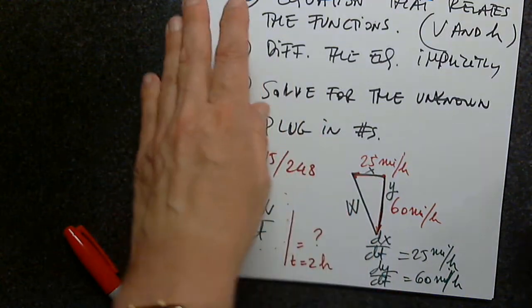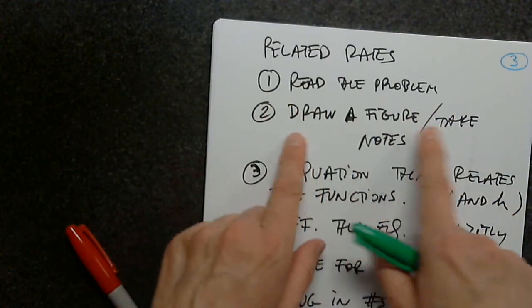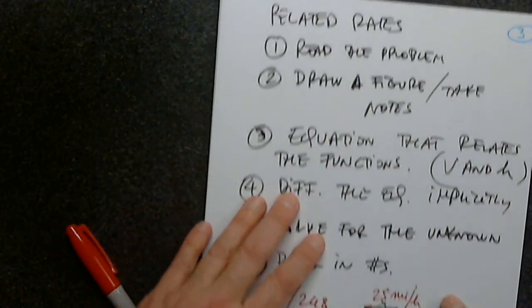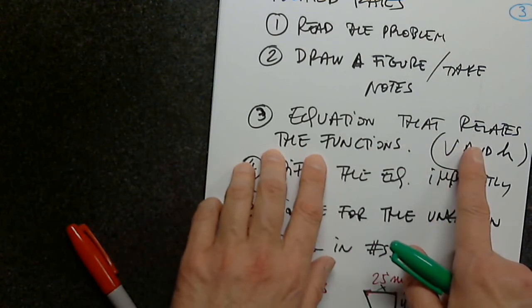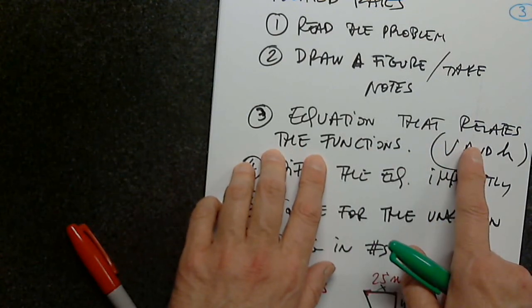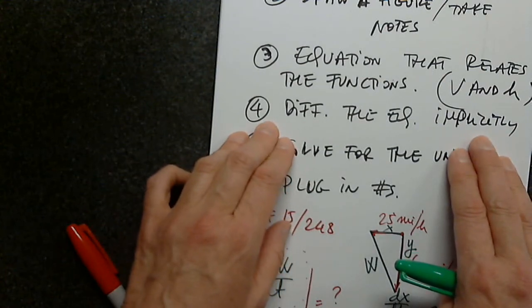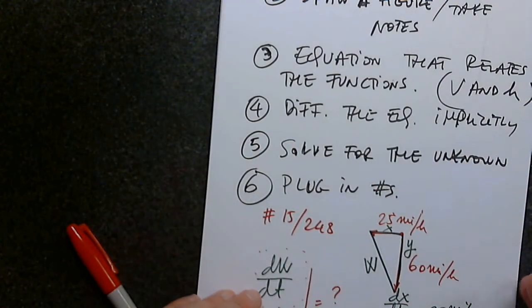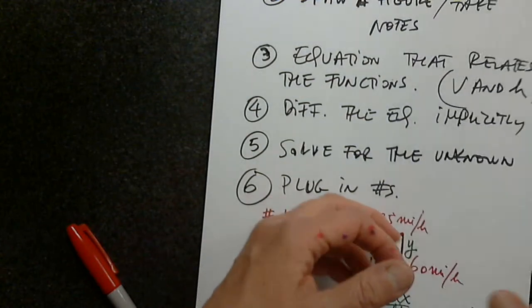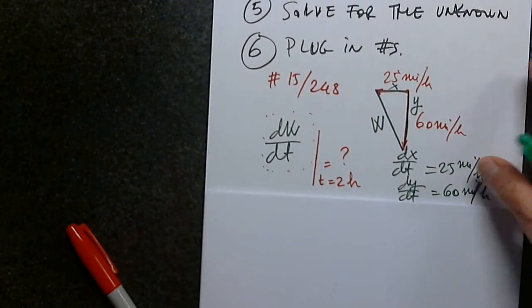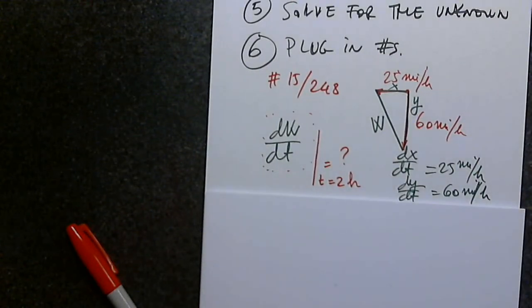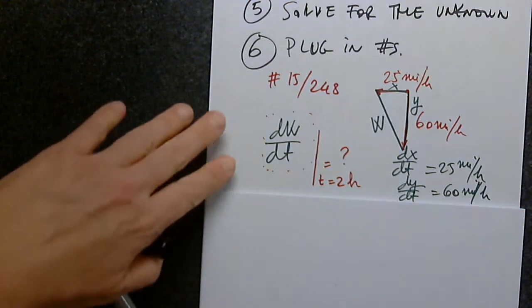So I read the problem, I draw a figure, I took notes, I will find an equation that relates what I'm given to what I'm interested in finding, and then I will differentiate that equation implicitly. And then I'll solve for the unknown. Can anyone give us an equation that we could use here? Yes, of course. How do I write it?